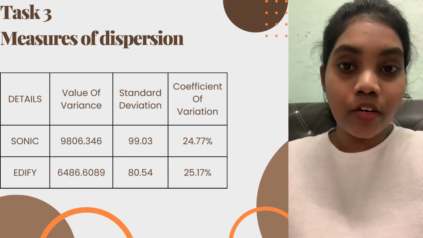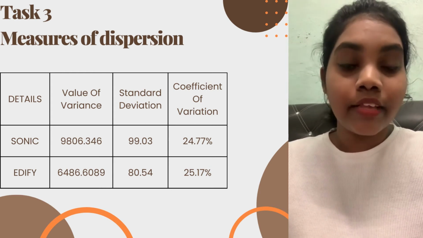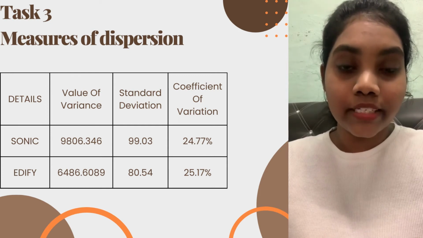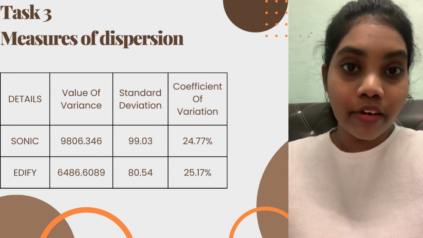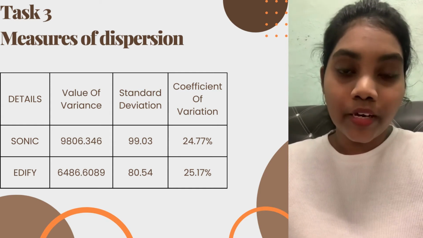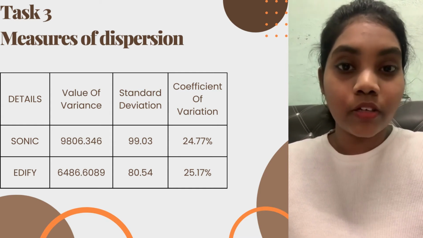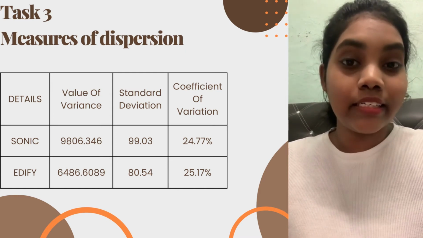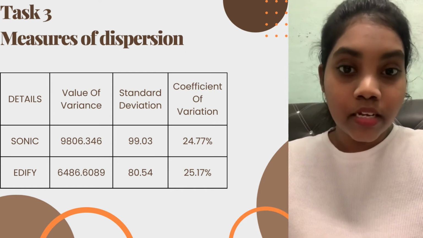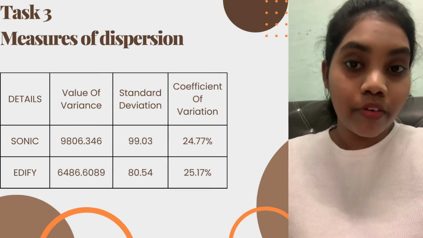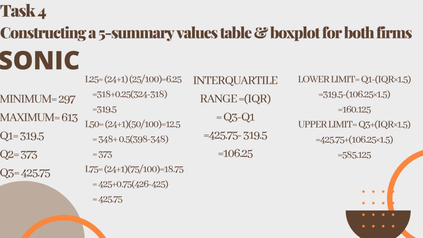Next, we see the value of the coefficient of variation. The coefficient of variation of Sonic firm is 24.77%, whereas for Edify firm it is 25.17%. So from here we can clearly see that the coefficient of variation of Sonic firm is lower than Edify, hence Edify is more highly dispersed around the mean. So according to the coefficient of variation, Edify shows more variability than Sonic.